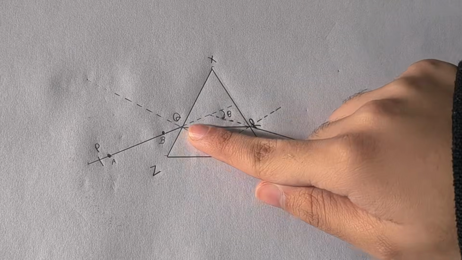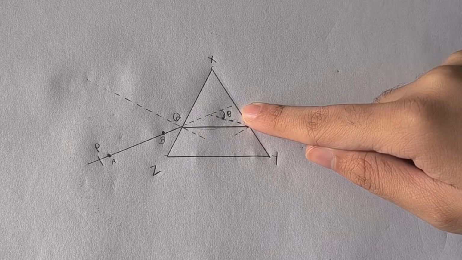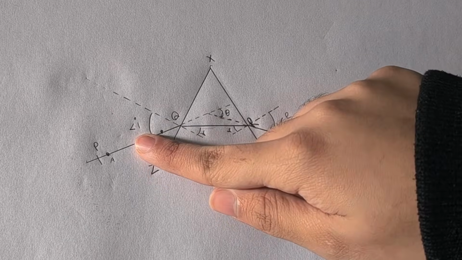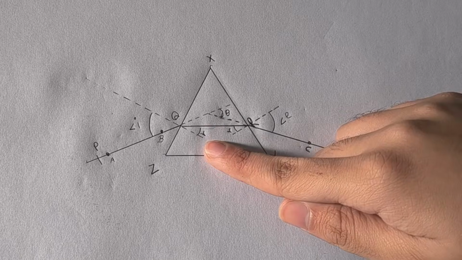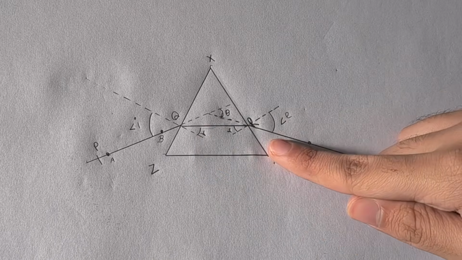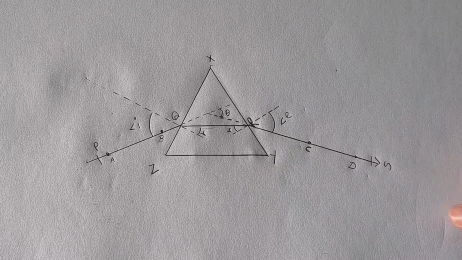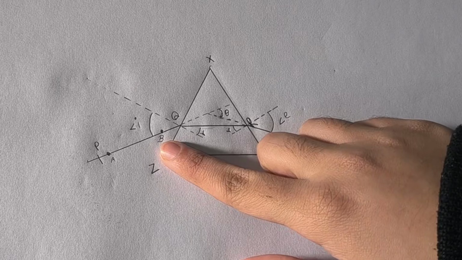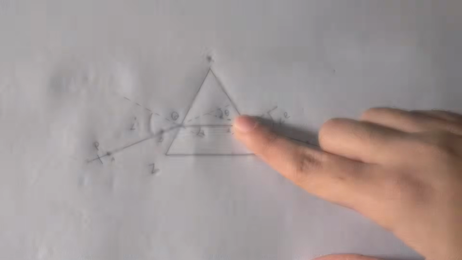When we join the extended incident ray and emergent ray, the angle formed is called the angle of deviation. The angle between the normal and the incident ray is called the angle of incidence. The angle between refracted ray and the normal is called angle of refraction, and the angle between emergent ray and the normal is called angle of emergence. Now try changing the angle of incidence and repeat the experiment.